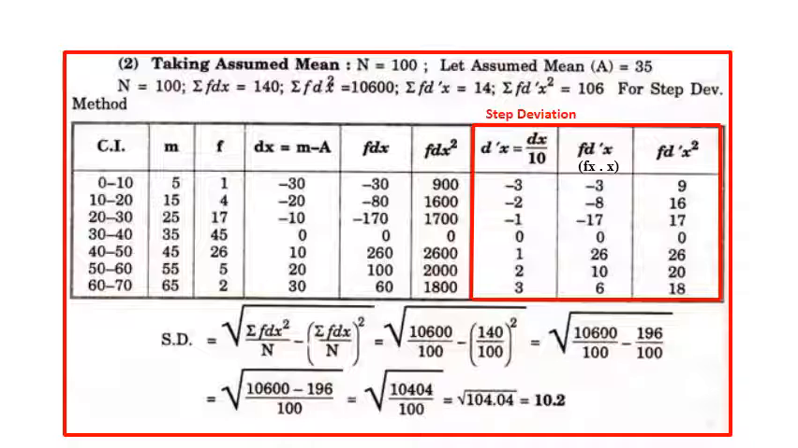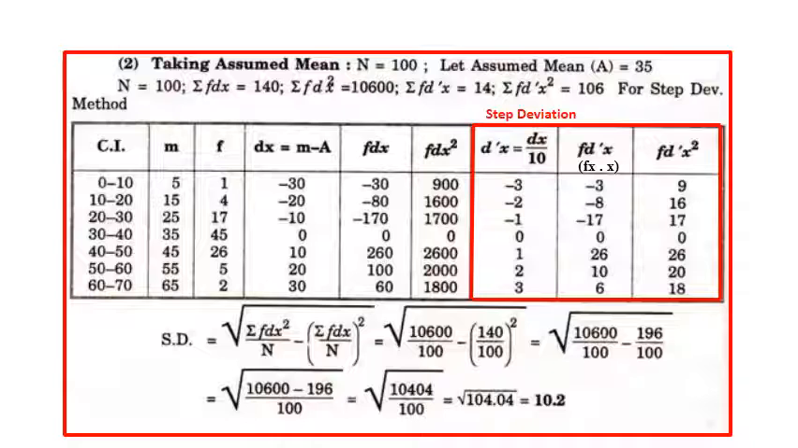Let us assume that a is equal to 35. So when we assume a is equal to 35, we eliminate these fractions. First, you have to calculate dx. After calculation of midpoints, you have to calculate dx. Dx is m minus a. So 5 minus 35, that is minus 30.